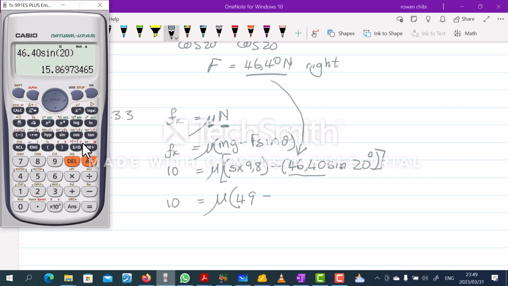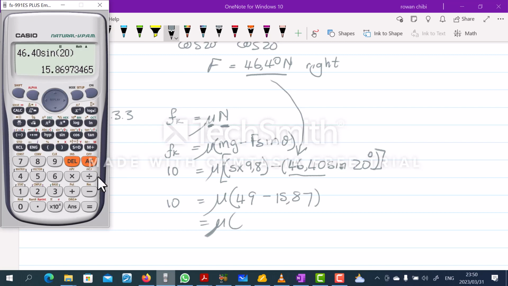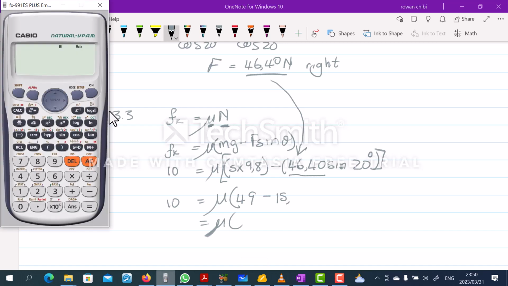So it's 15,87. 15,87, and then we must subtract the 2. So we have 49. In fact, here we're not supposed to round off here. Okay, let me not teach you incorrect mathematics. Okay, let me erase this. Let's do that one again, so that we don't go out of the range. Let me give you the correct answer.